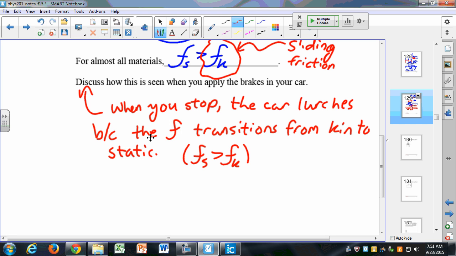We see this also with heavy furniture, and you've probably witnessed this before. If I have a piece of heavy furniture and I want to push it across the floor, it's going to be easier to move after I get it started. You ever witnessed this with a big piece of heavy furniture? It's really hard to get it moving, but once you get it moving, it's a lot easier. And that's because that static friction is bigger than the kinetic friction.